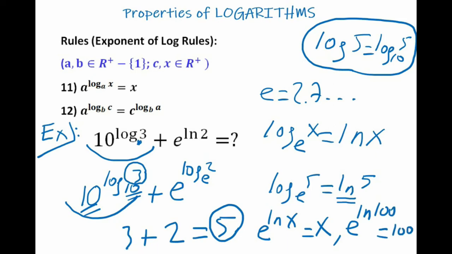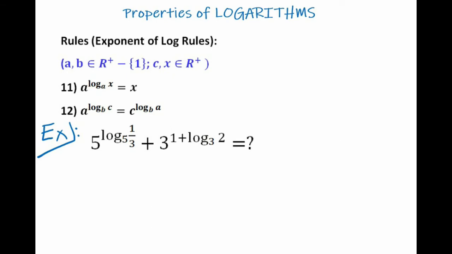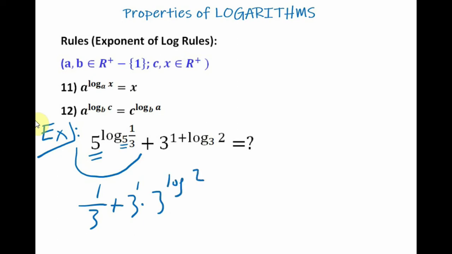Now let's continue with the next question. In this question, again, we are asked to find the value of this. So in the first term, we see that the base of the number and the base of the logarithm are the same. So from this term, we already have 1 divided by 3 by using the 11th property. Plus, for the second term, we can write the second term as 3 to the power of 1 times 3 to the power of logarithm of 2 in base 3.